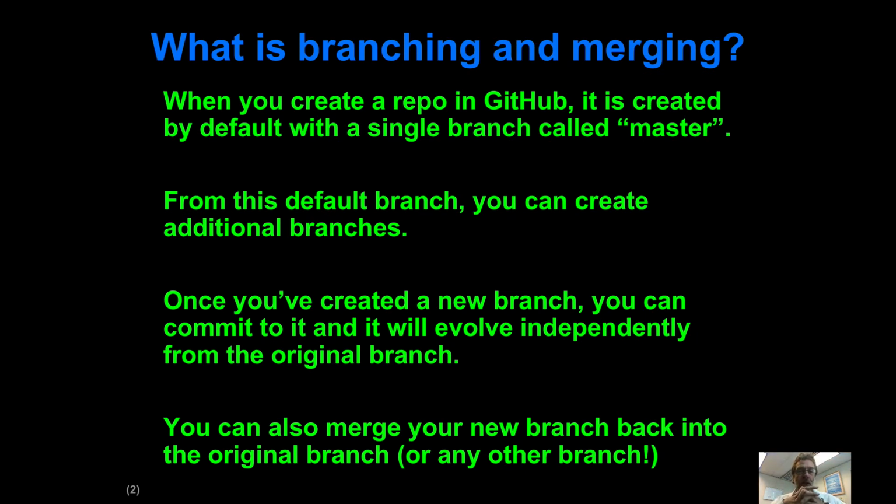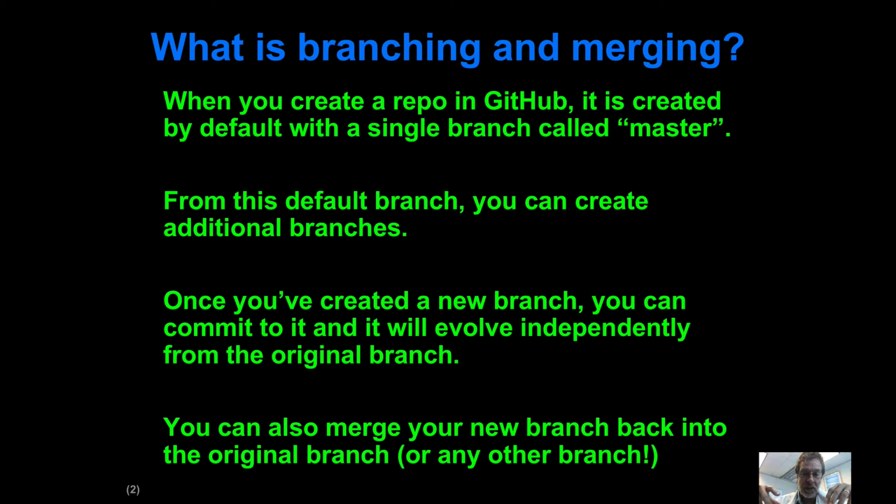You might have noticed when you create a repo in GitHub, there's this idea that you're working in master. What's that about? Well, what that means is that when a repo is created in GitHub, it's always created with a single default branch called master. But you're not limited to working in just that branch.